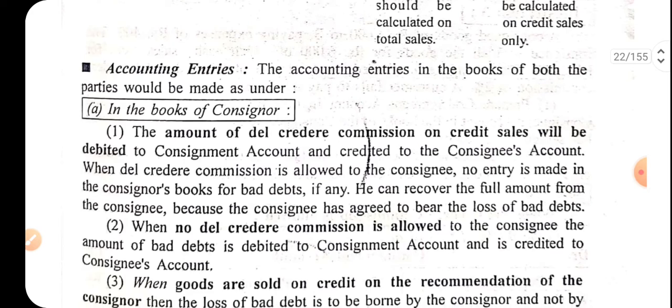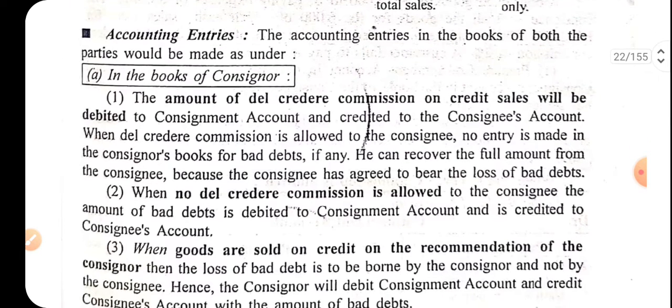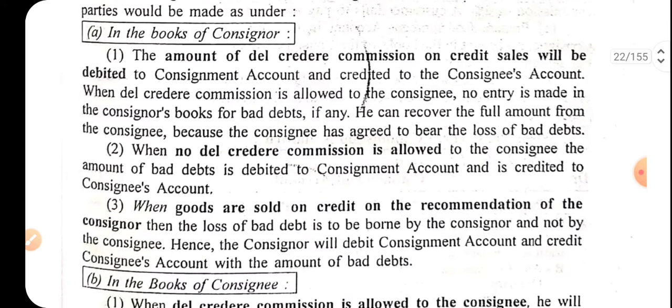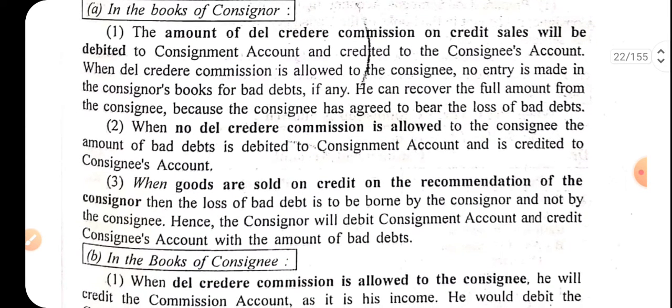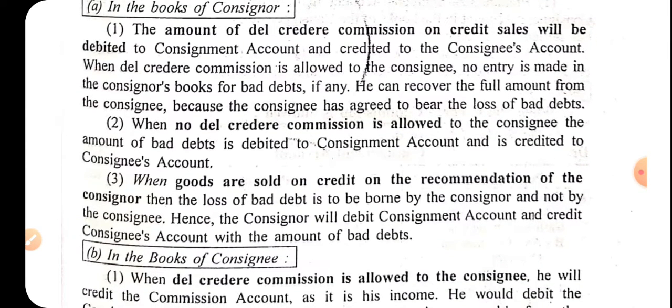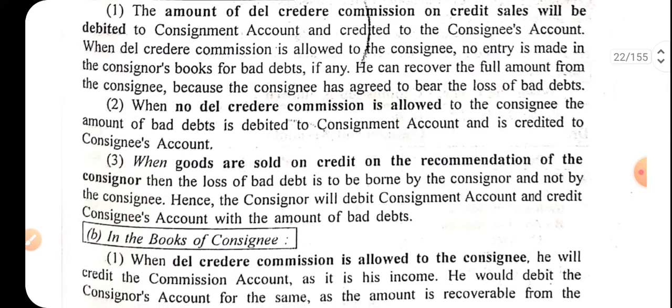So the accounting entries for Del Credere Commission are the same in the books of the consignor and in the books of the consignee. The amount of Del Credere Commission on credit sale will be debited to the consignment account and credited to the consignee's account, as we make the normal commission entry. When no Del Credere Commission is allowed to the consignee, the amount of bad debts is debited to the consignment account and credited to the consignee.